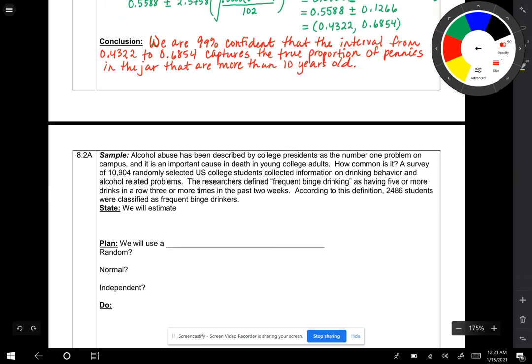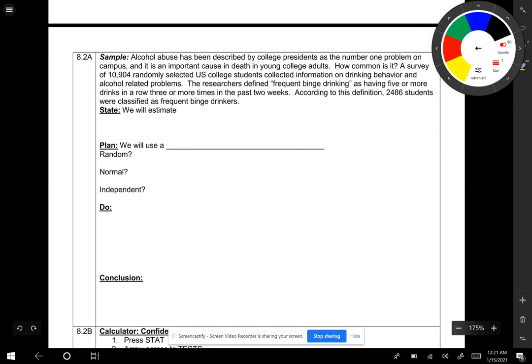Okay, and our last example problem. Alcohol abuse has been described by college presidents as the number one problem on campus, and it is an important cause in death in young college adults. How common is it? A survey of 10,904 randomly selected U.S. college students collected information on drinking behavior and alcohol-related problems. The researchers defined, quote, frequent binge drinking as having 5 or more drinks in a row 3 or more times in the past 2 weeks. According to this definition, 2,486 students were classified as frequent binge drinkers.